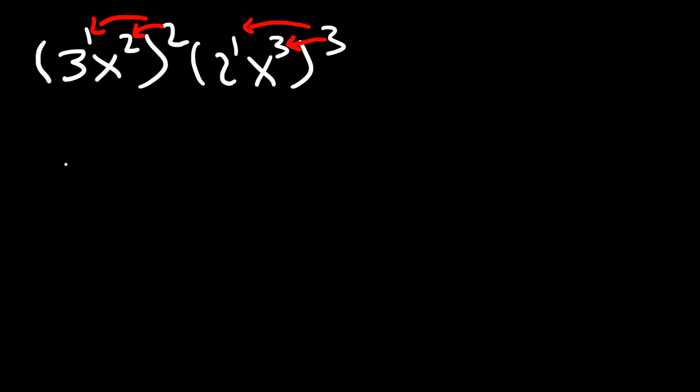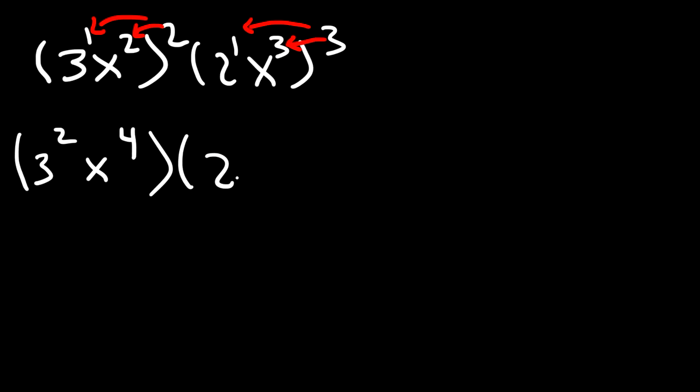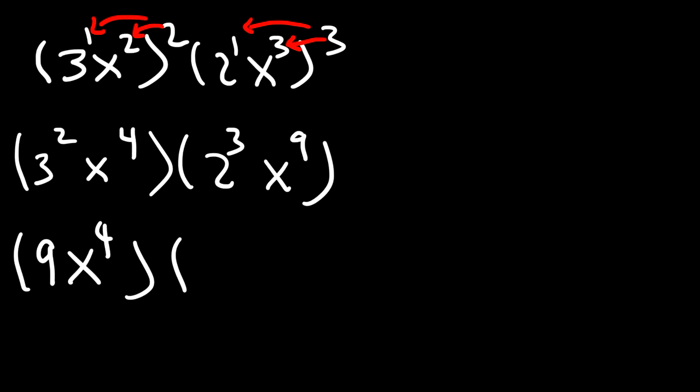So 2 times 1 is 2, 2 times 2 is 4, and so right now we have 3 squared times x to the 4th, and 1 times 3 is 3, 3 times 3 is 9. Now 3 squared, that's 3 times 3, which is 9, so we have 9x to the 4th, and 2 to the 3rd power, 2 times 2 times 2, that's 8.